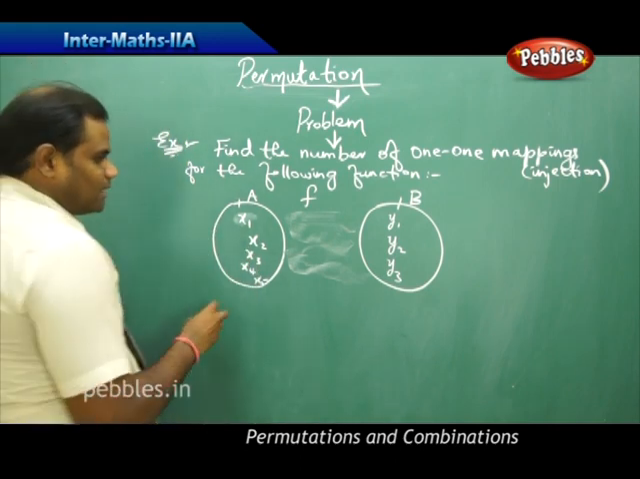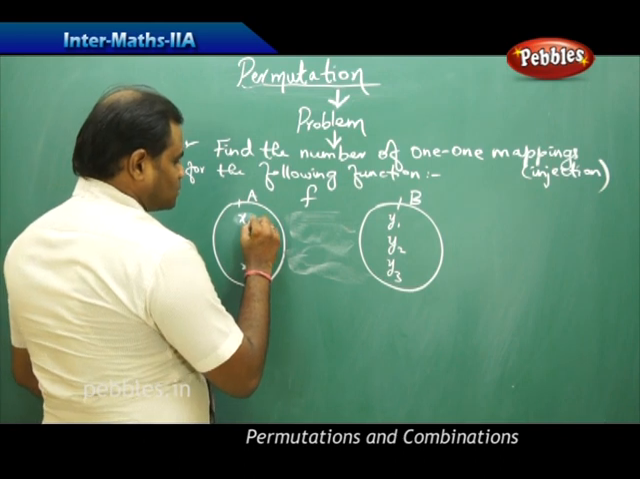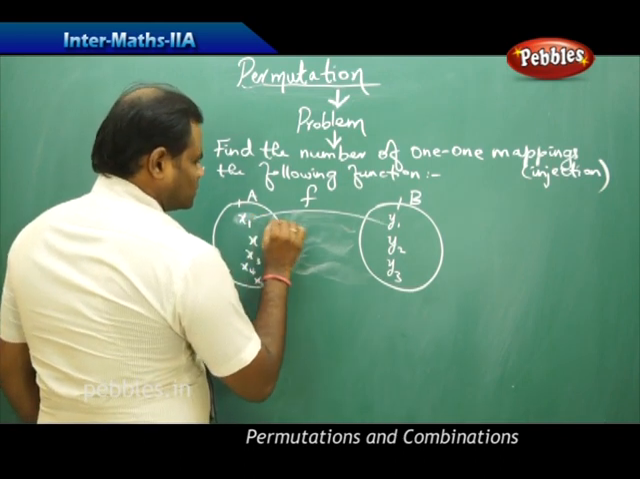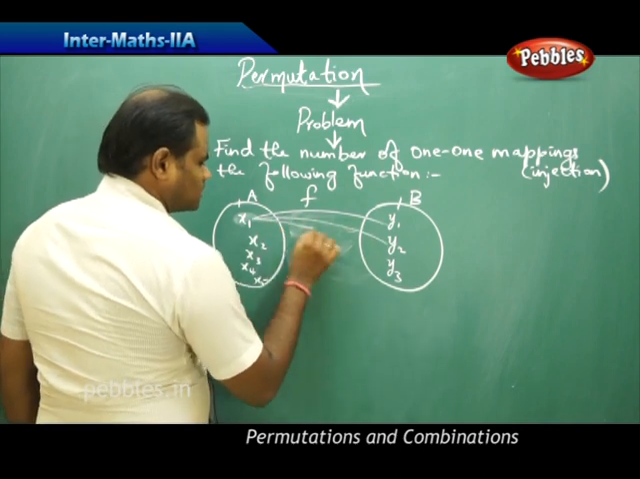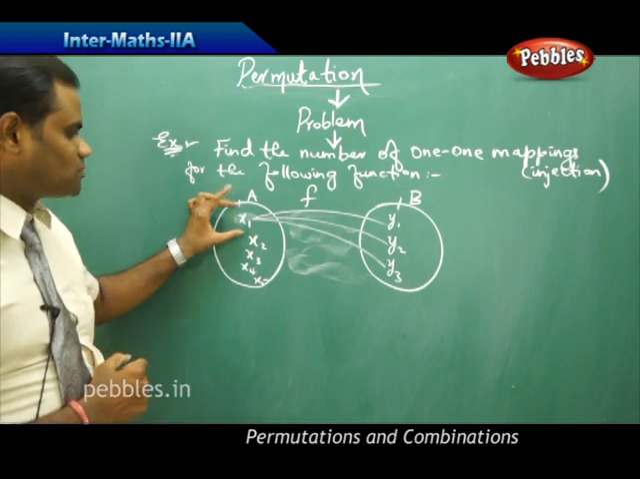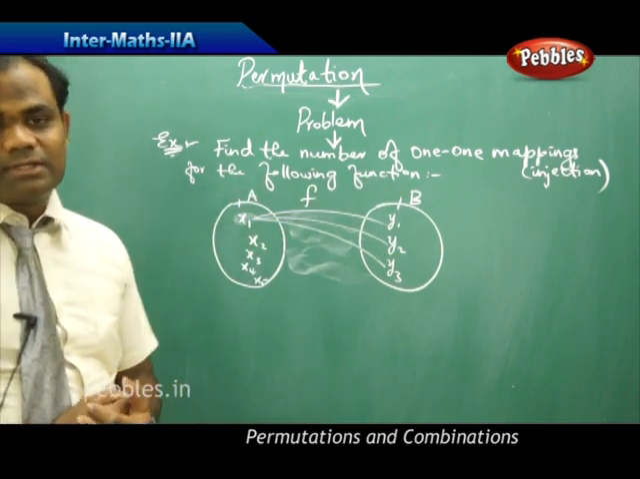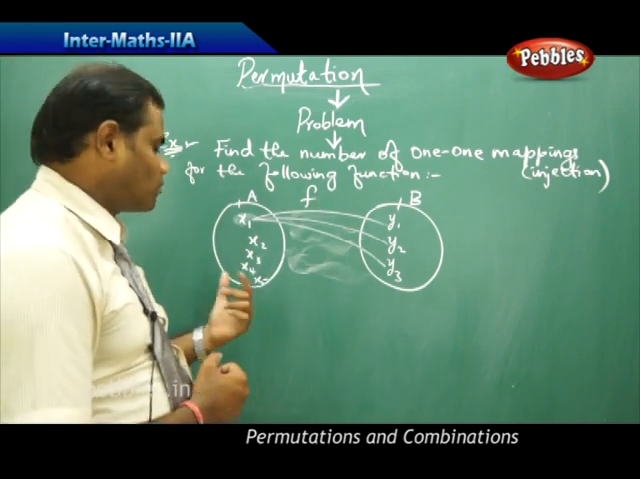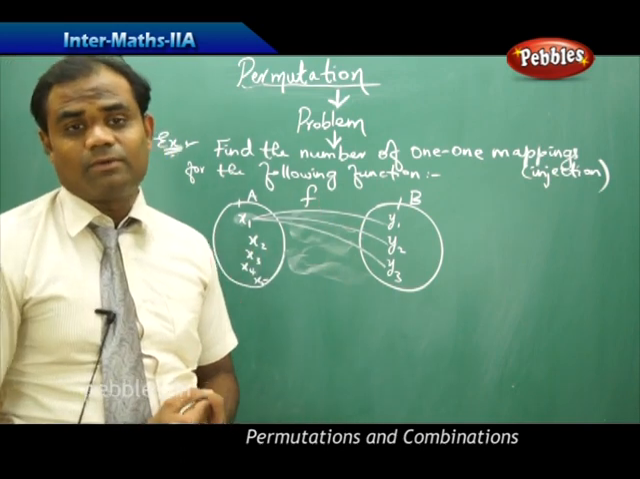So if I see randomly, each of x1 can be mapped either to y1, or to y2, or to y3. That is how 1-1 mapping is possible for x1 in 3 possible ways. Similarly, x2 with 3 possible ways, x3 with 3 possible ways, and x4, x5 also with 3 different possible ways.